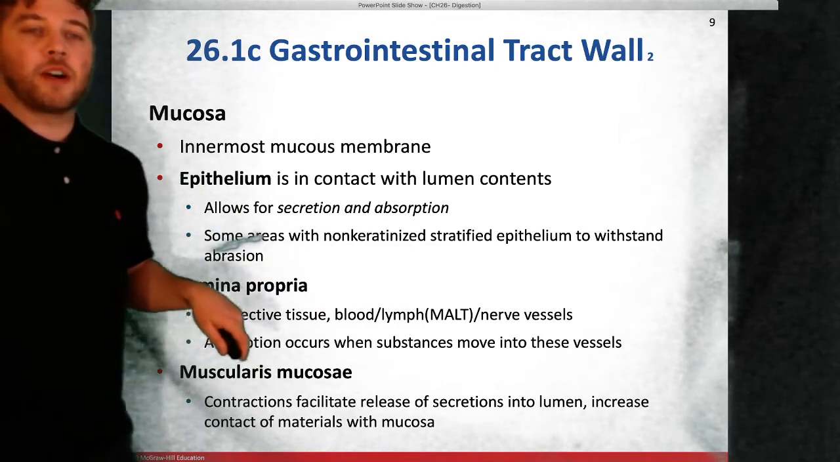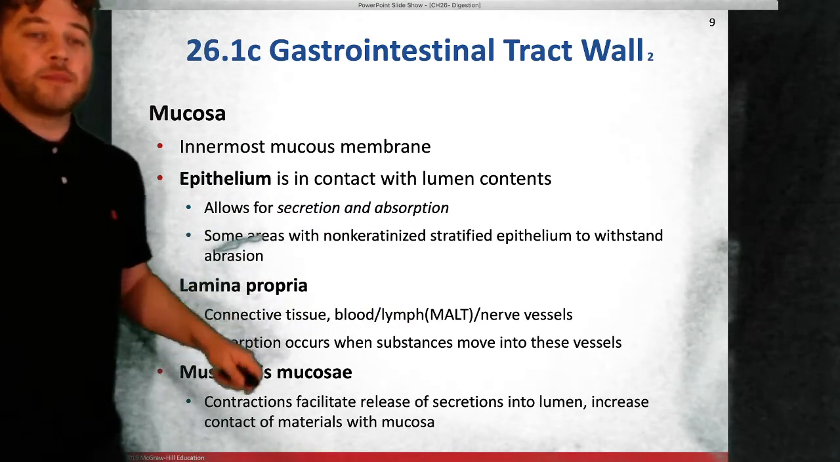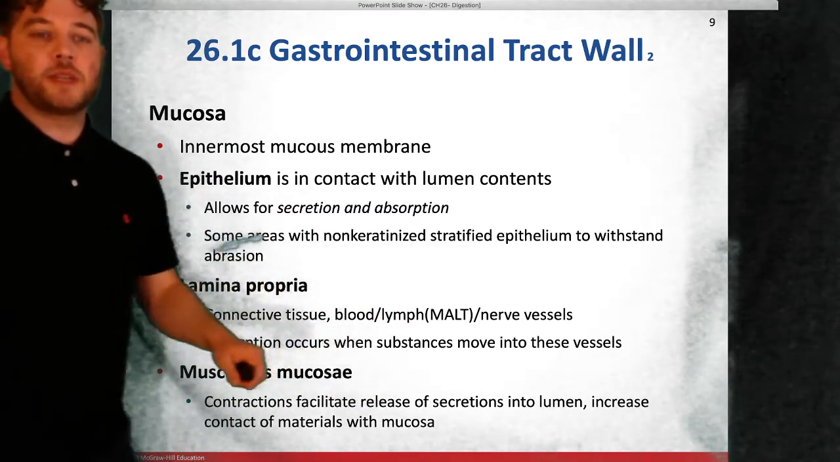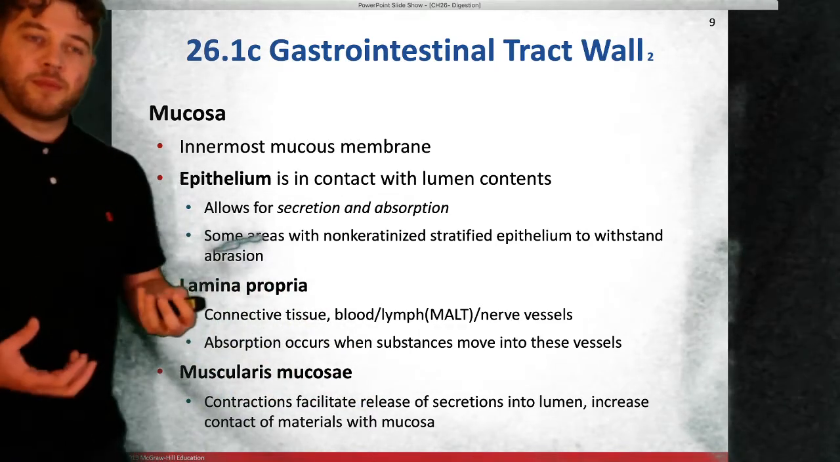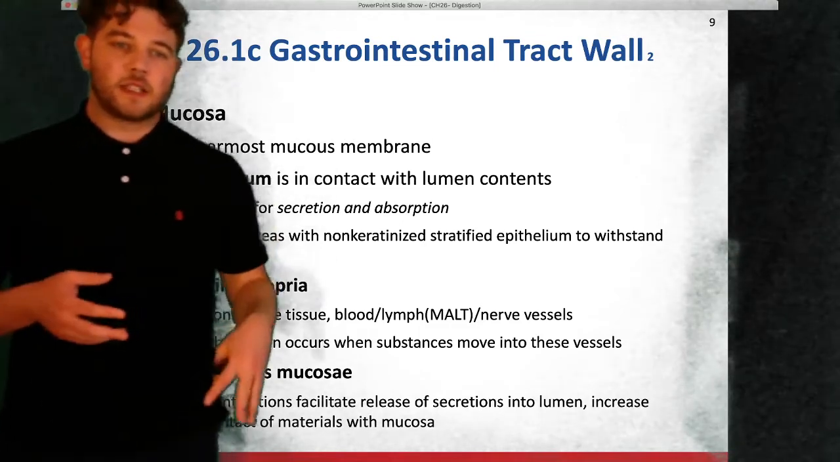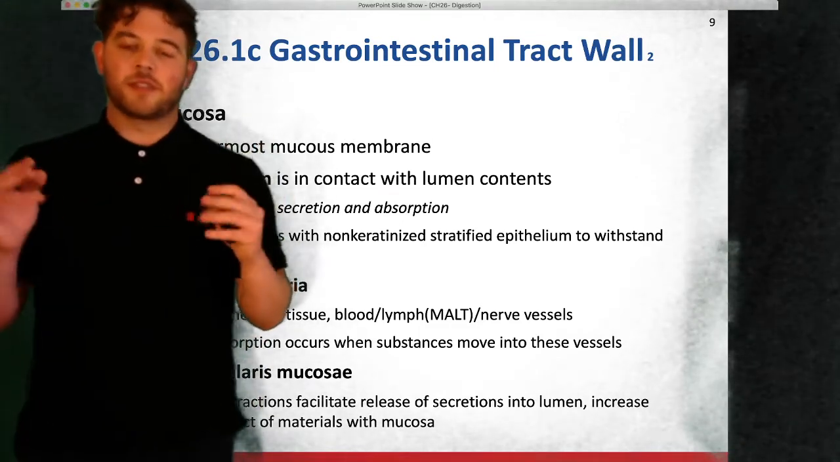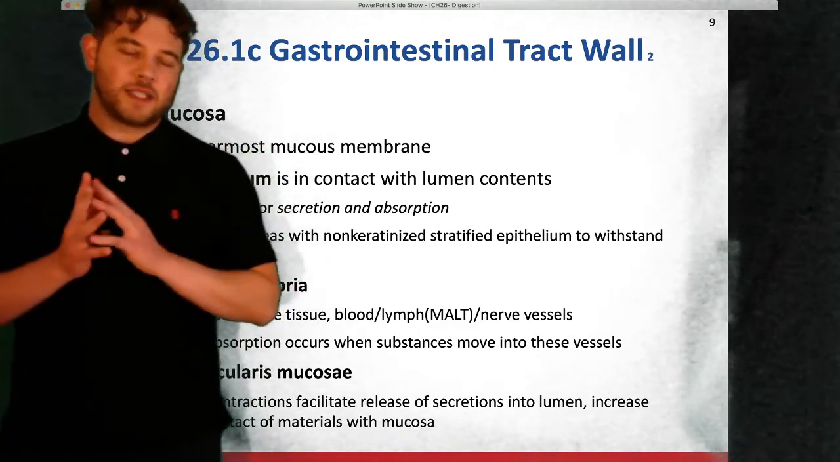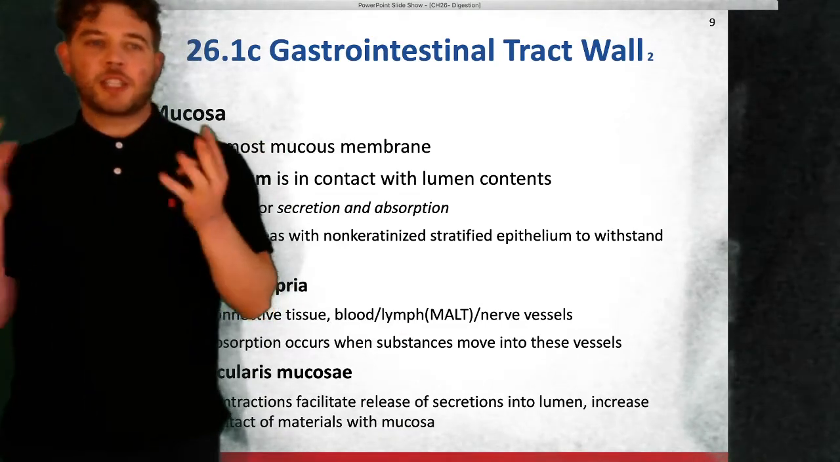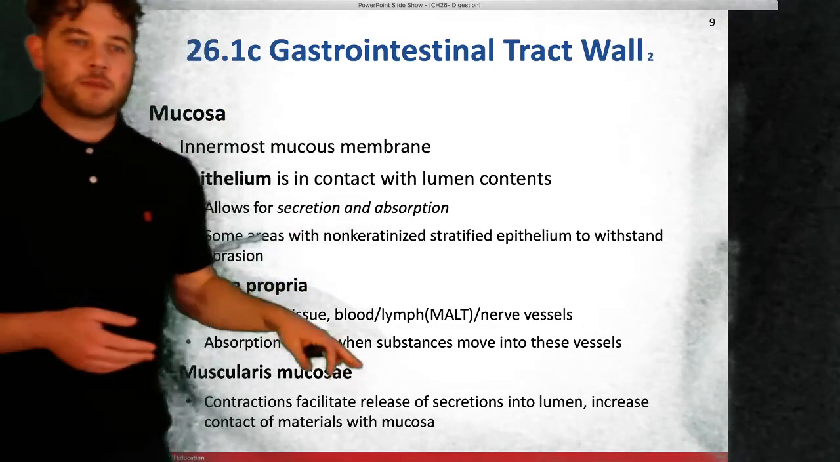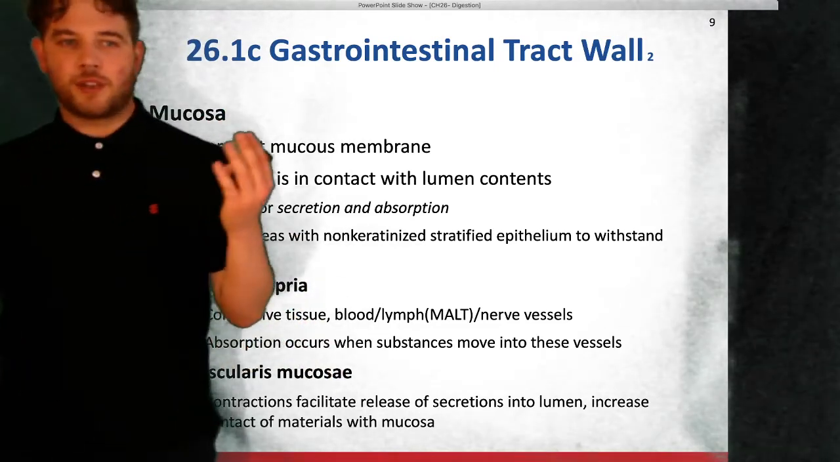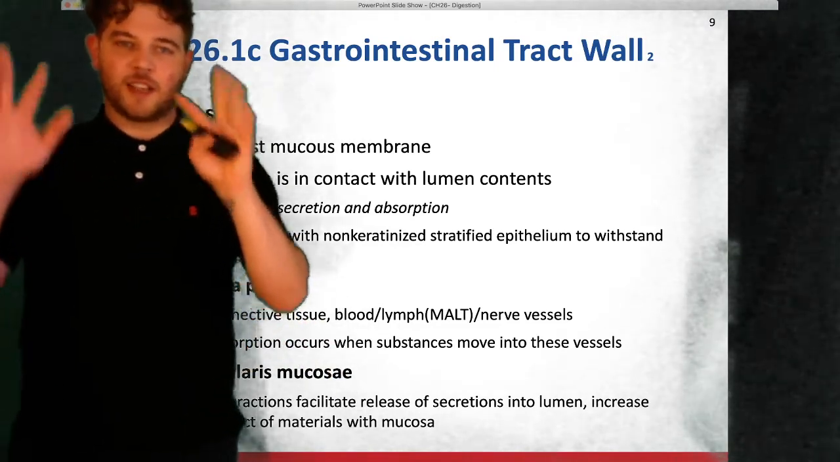The mucosa layer also has its own muscularis layer. These contractions facilitate the secretions into the lumen and increase contact of material with the mucosa. So they're going to help with basically releasing the juices from the secretory cells. And I always think this is kind of funny to think about. Basically, they just make the cells jiggle. So once it's time for those cells to release their secretions, this muscularis mucosa layer just contracts and relaxes back and forth and jiggles the cells, and they release their stuff.